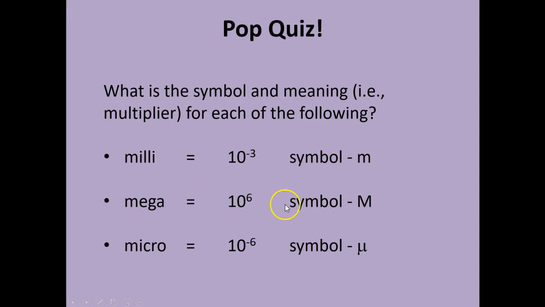Mega is 10 to the sixth. Its symbol is an uppercase M. Micro is 10 to the minus sixth. Its symbol is the Greek mu.